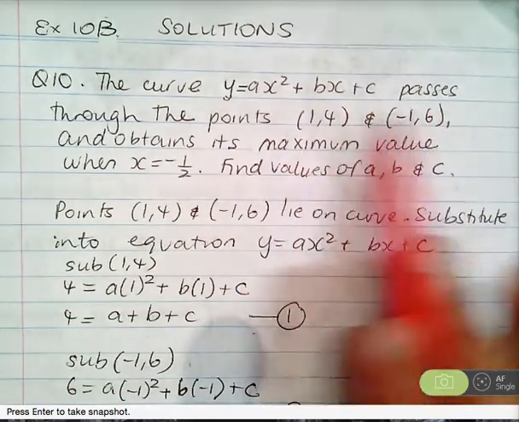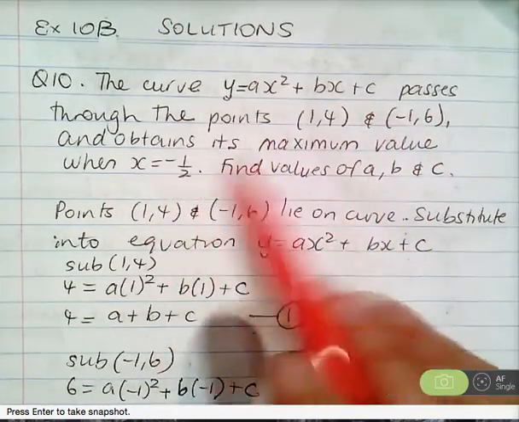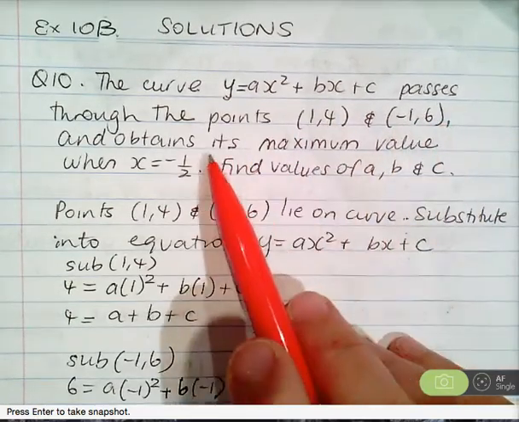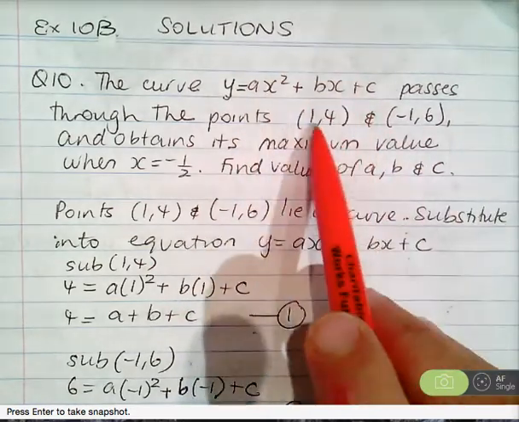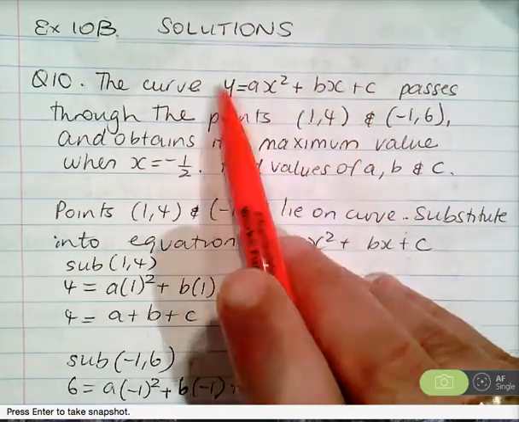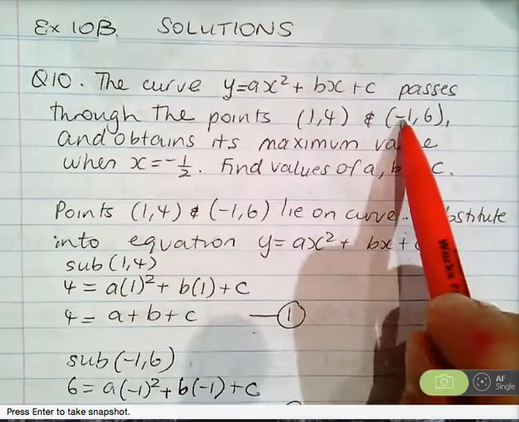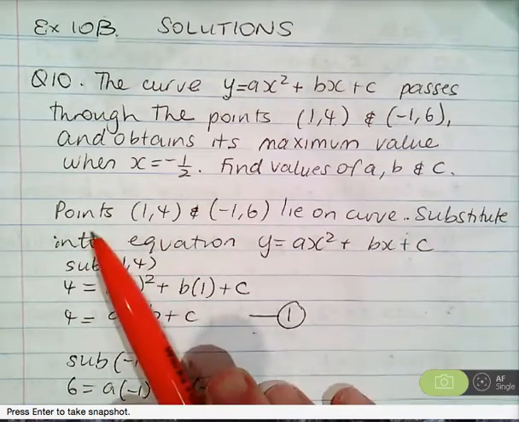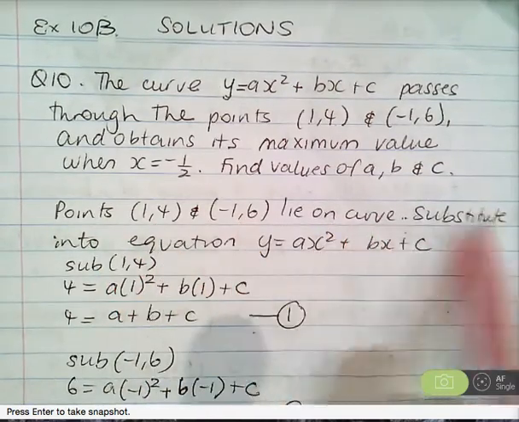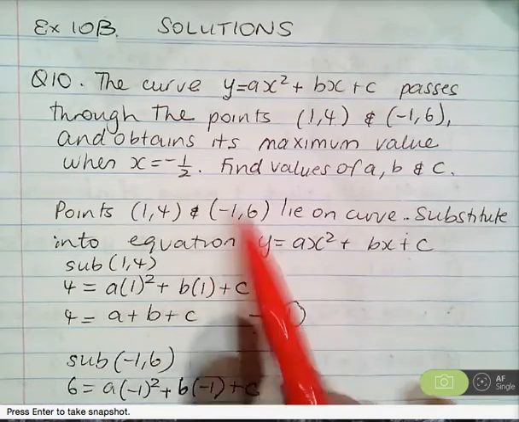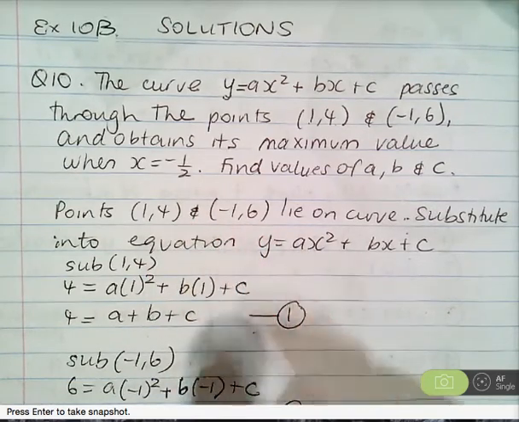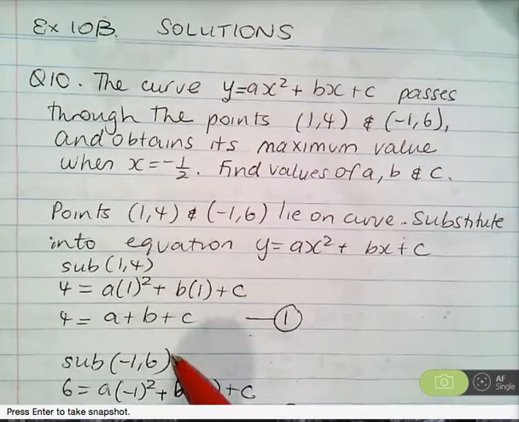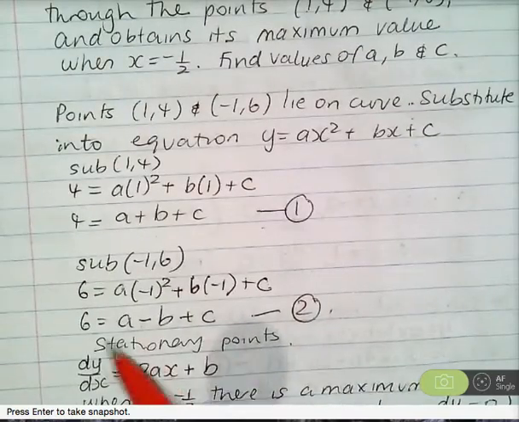So there are 3 pieces of information here that you can use. You know that the points 1, 4 and negative 1, 6 lie on the curve. So you can substitute x is 1, y is 4 into this equation. You can also substitute x is negative 1, y is 6 into this equation. That's what I've done here. You can substitute them into the ordinary equation, because they're points on the curve. So we substituted 1, 4 and I got this. And then I substituted negative 1, 6 and I got that.